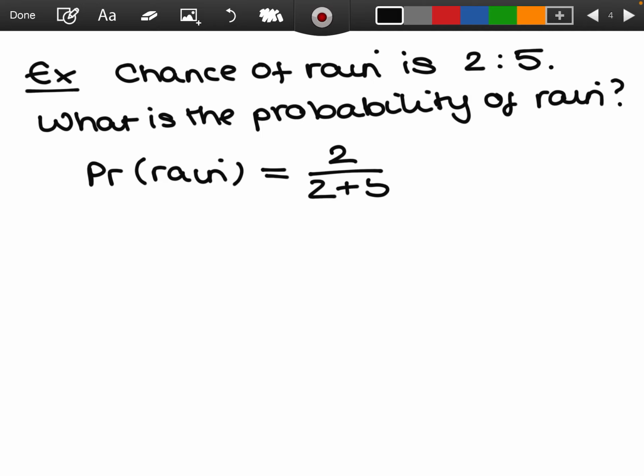So that tells me that 2 out of 2 plus 5, which is 7, 2 out of 7 times it will rain. Okay, if it's 2 to 5, you do 2 over 2 plus 5. So 2 out of 7 times it's going to rain. So the probability of rain is 2 over 7. You can put this as a decimal as well, just put it into your calculator as 2 over 7, or you can leave it as a fraction, that's totally fine.